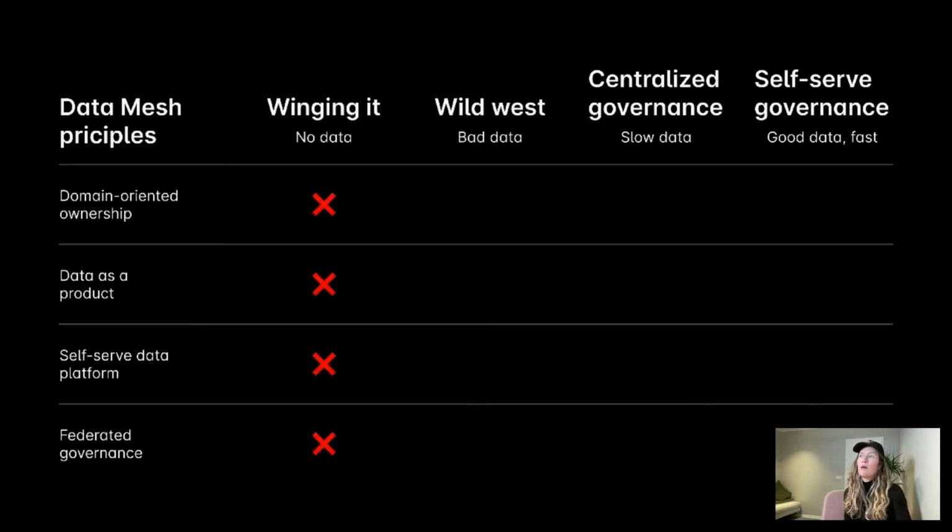So you are winging it. You start there, and you don't have any data. So obviously you're not fulfilling anything here. Then you go into the Wild West, and you have domain-oriented ownership, probably, like every team for themselves really is running forward. They don't necessarily even have standards for themselves though, so it's not guaranteed that they're happy with their own data, each team, and they probably are not able to use other people's data.